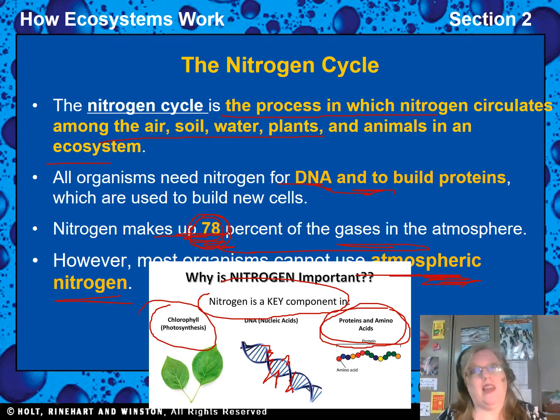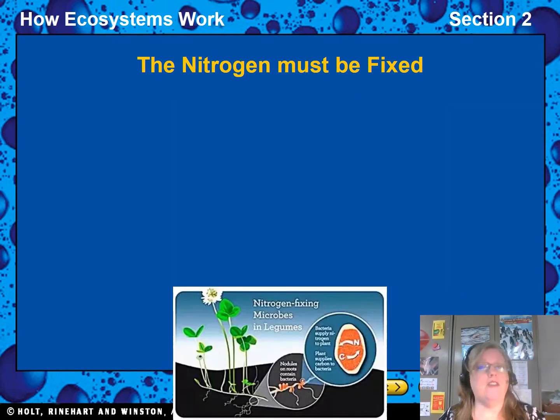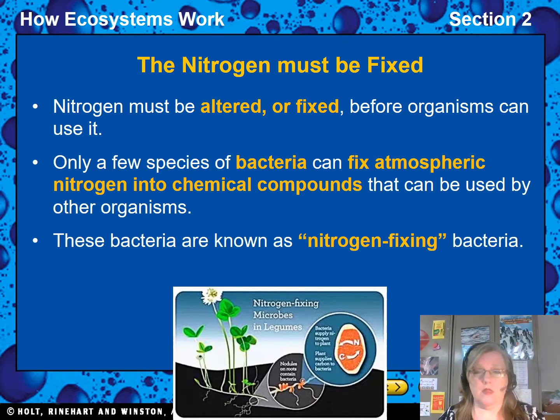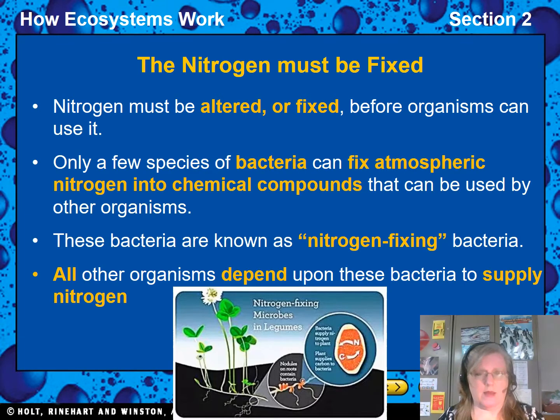Well, how do we get it then? That's what we're covering next. How do we get it? Atmospheric nitrogen is no good. We need solid nitrogen. The nitrogen has to be fixed so that we can use it. Let me see if there's another click. Yeah. So the nitrogen has to be altered or fixed before we can use it.